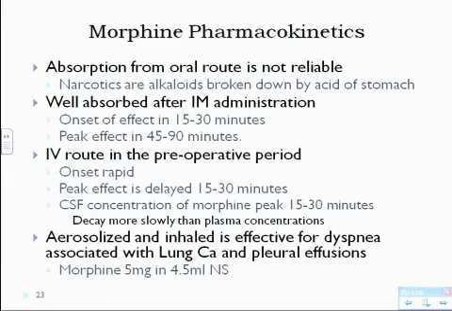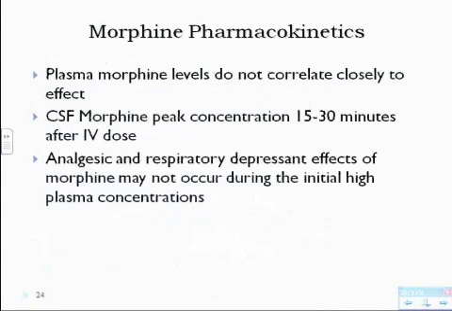You can actually put 5 milligrams of morphine in 4.5 cc's of normal saline and give it aerosolized, and the person will stop having the dyspnea. So there are some kind of opiate receptors in the lungs that help suppress this mechanism. The plasma morphine levels do not closely correlate to effect because it's really the brain that matters.